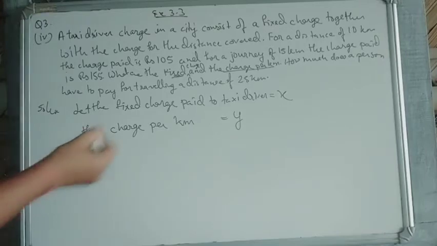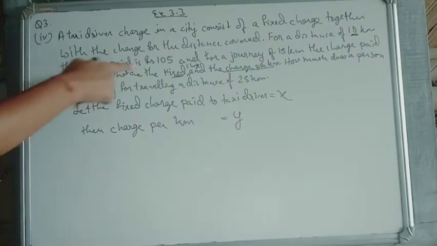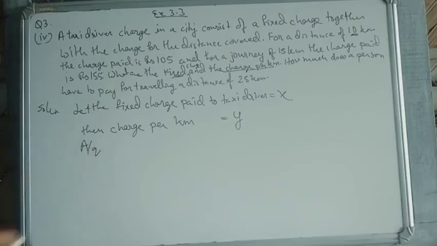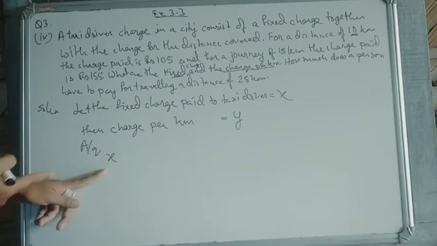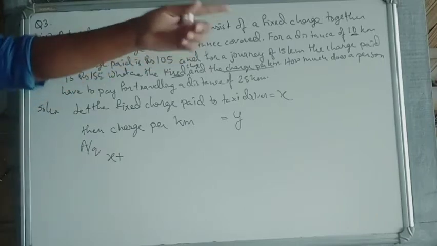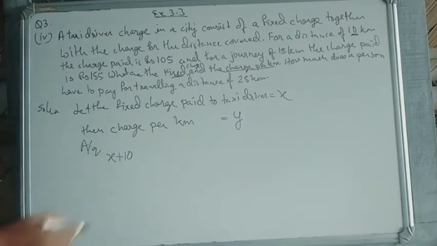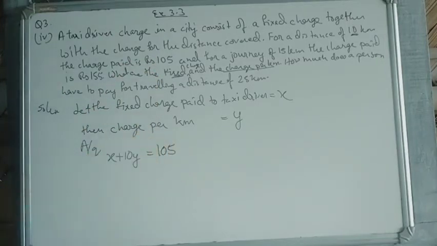Now what the question is saying: for a distance of 10 kilometers, how much do you have to pay? 105 rupees. According to the question, the fixed charge, that is x, has to be paid. If you sit inside the taxi, you have to pay this fixed charge, plus per kilometer something. For 10 kilometers, suppose y money has to be paid. So in total, 105 rupees have to be paid.